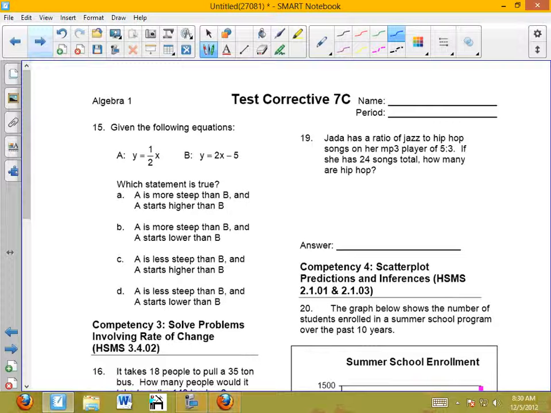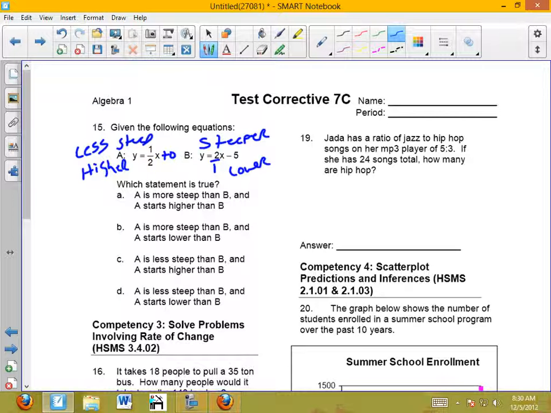Okay, given the following equations, which statement is true? So let's look at the equations before we begin. I know B is steeper. Why is B steeper? Well, my slope is 2 over 1 in B and 1 over 2 in A. B has a bigger number on top in the slope. That means it's steeper. This is plus 0. This is minus 5. This one starts lower. B is steeper and lower. A is less steep and higher.